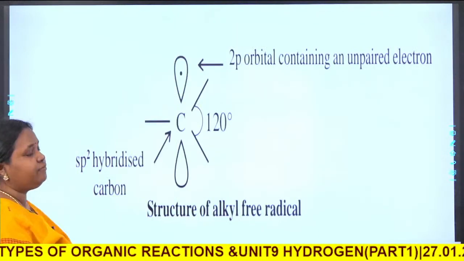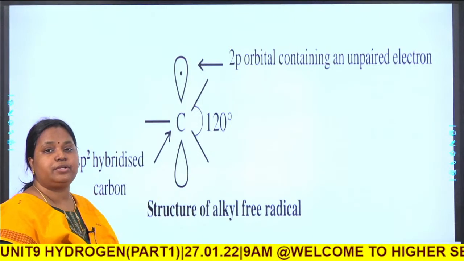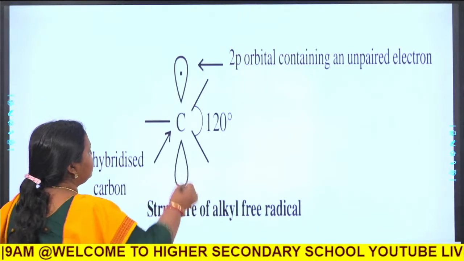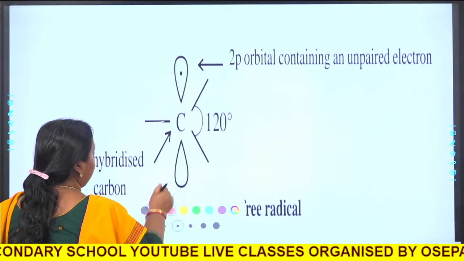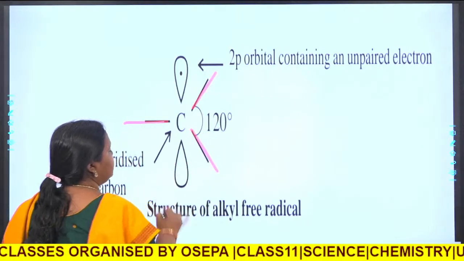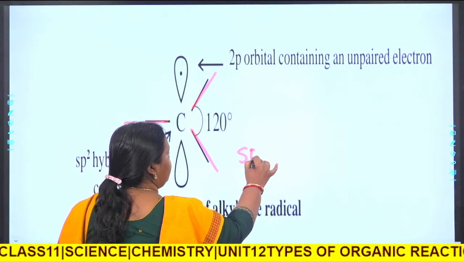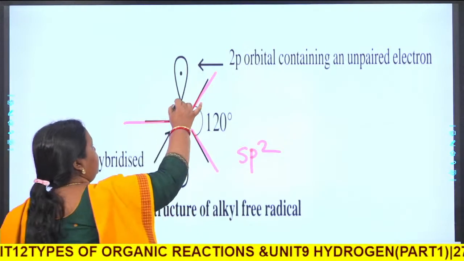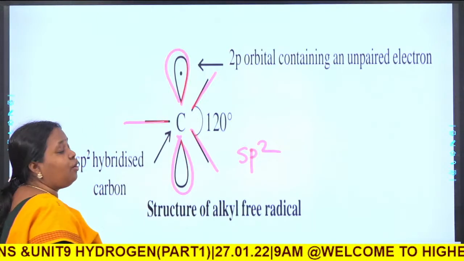This is the structure of your free radical. Let us see, we know how to calculate the hybridization, you have to calculate the number of sigma bonds. So, how many sigma bonds are there? 1, 2 and 3. Since 3 sigma bonds are there, the hybridization will be sp2 and one pz orbital will be there. This is the pz orbital containing one odd electron.